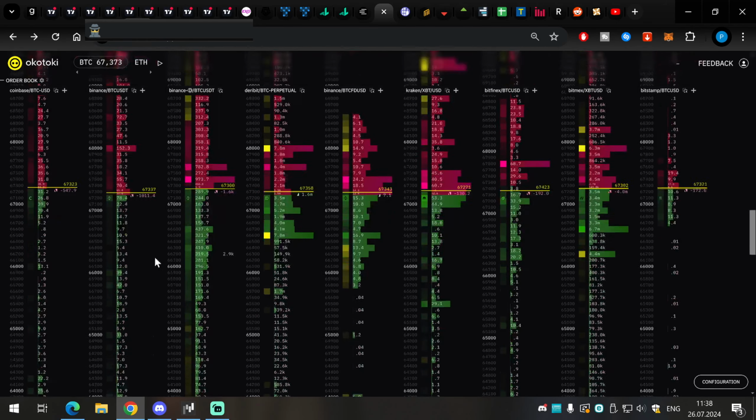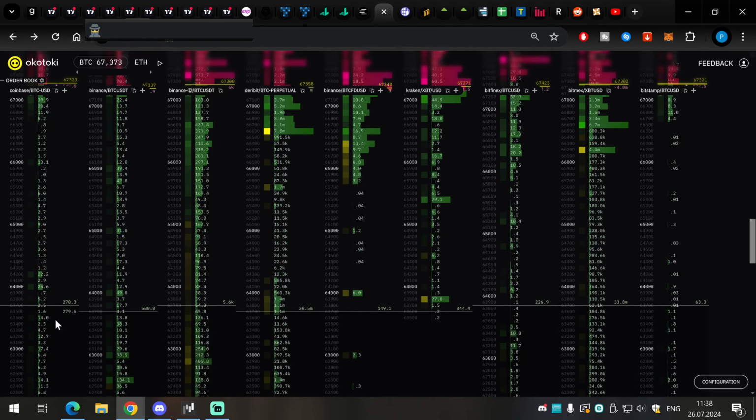72k also heavily protected, but it's far away. But yeah, market order books empty, very empty to the downside. So pullbacks were easy if there are sellers.